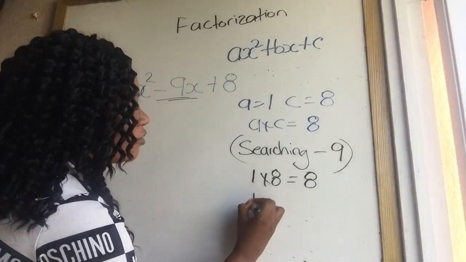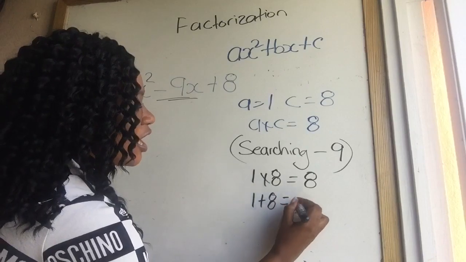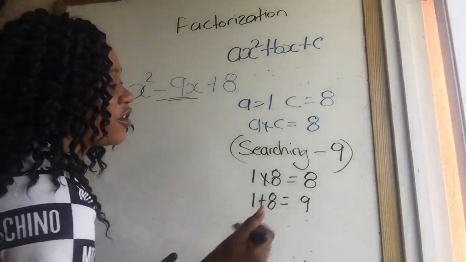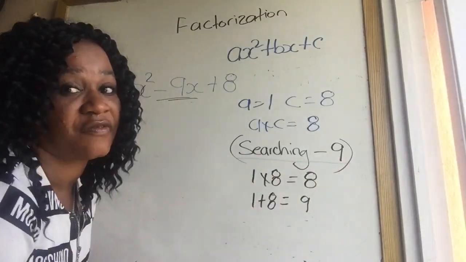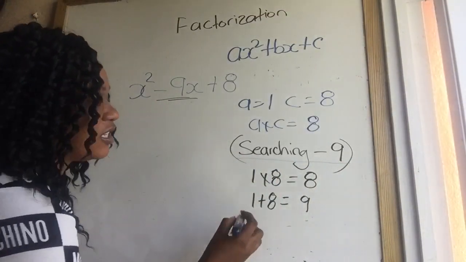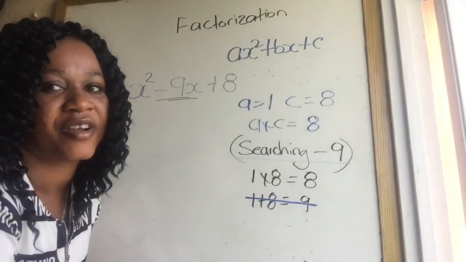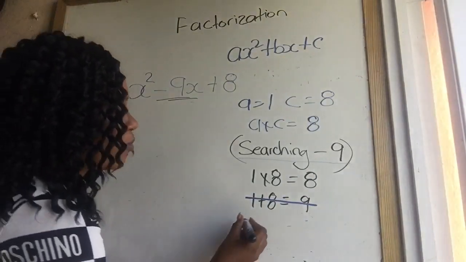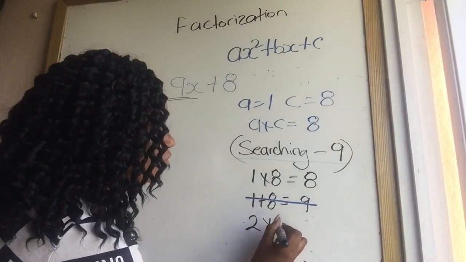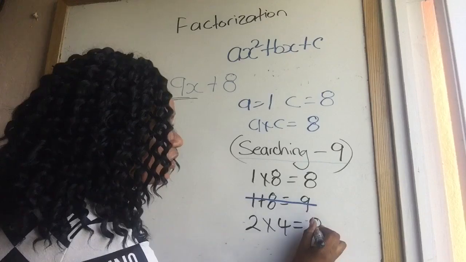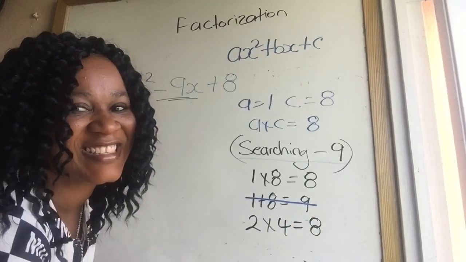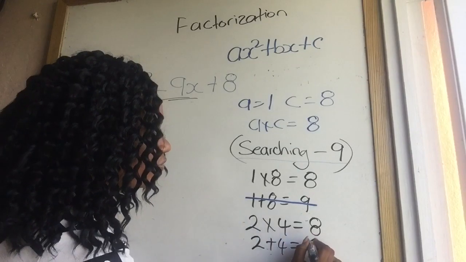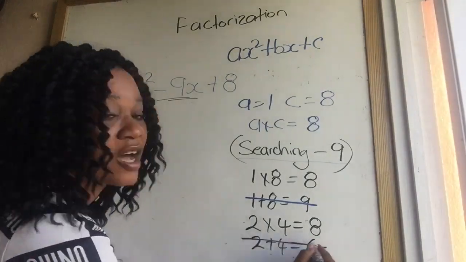Now, if I add 1 plus 8, I would get 9. But remember that we are searching for negative 9. So basically, this is dead. That can't work. Alright, so we kill that. Now we know that there are other factors of 8. What about 2 times 4? That is 8. Good. But what if I add 2 plus 4? That is 6. So this is dead also.